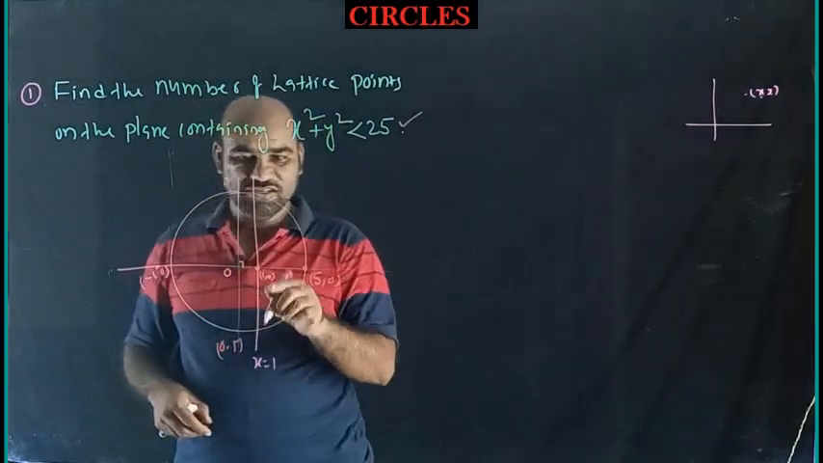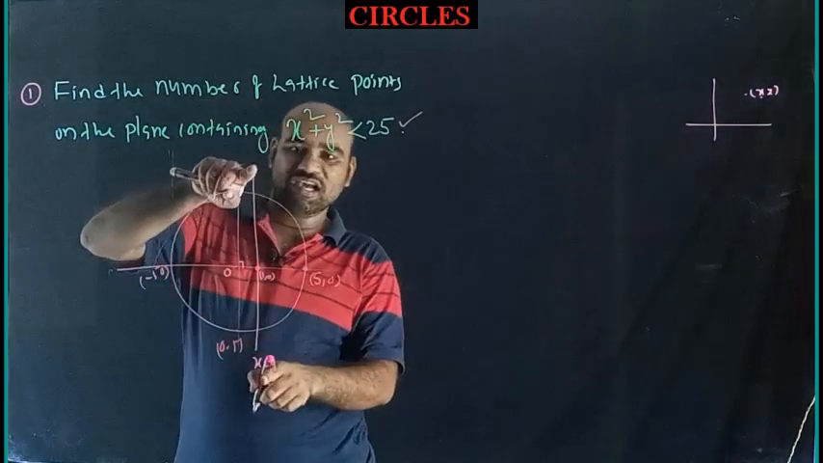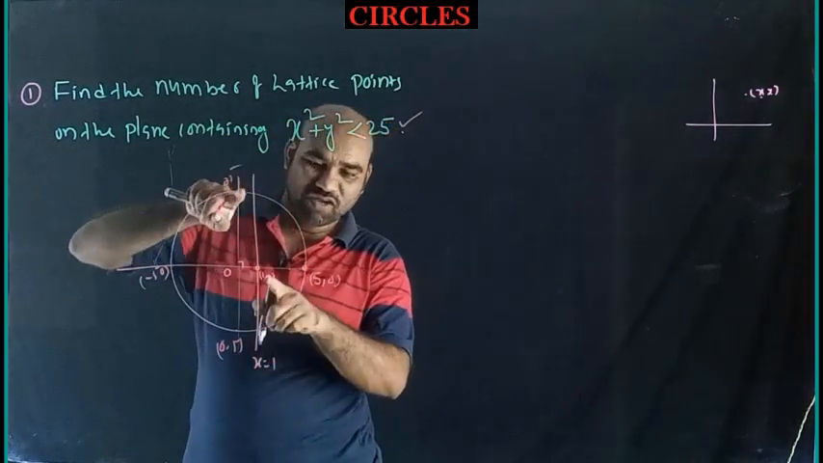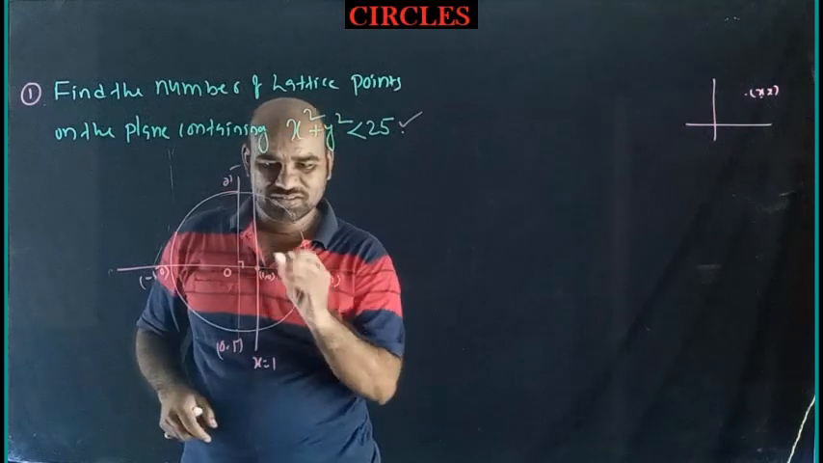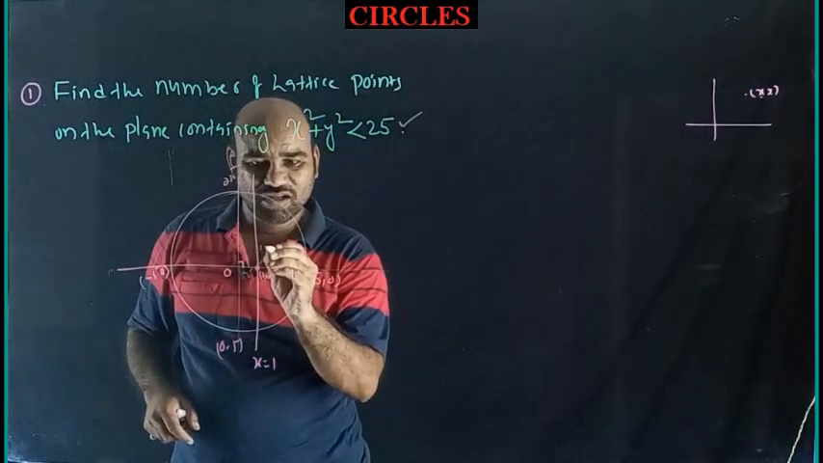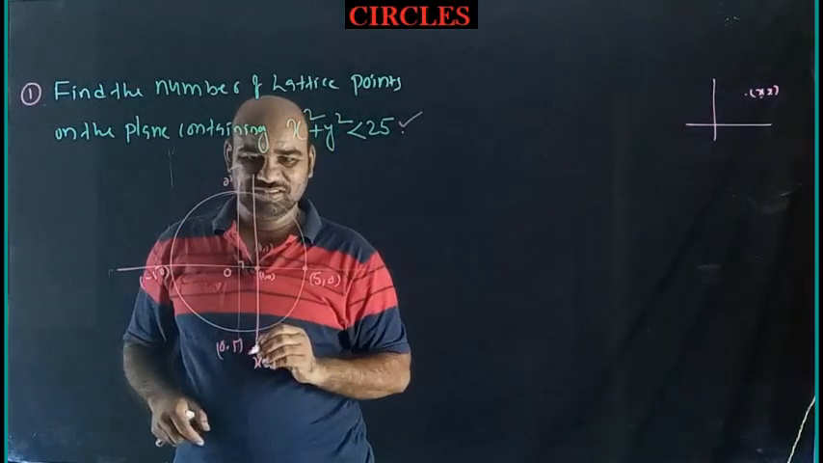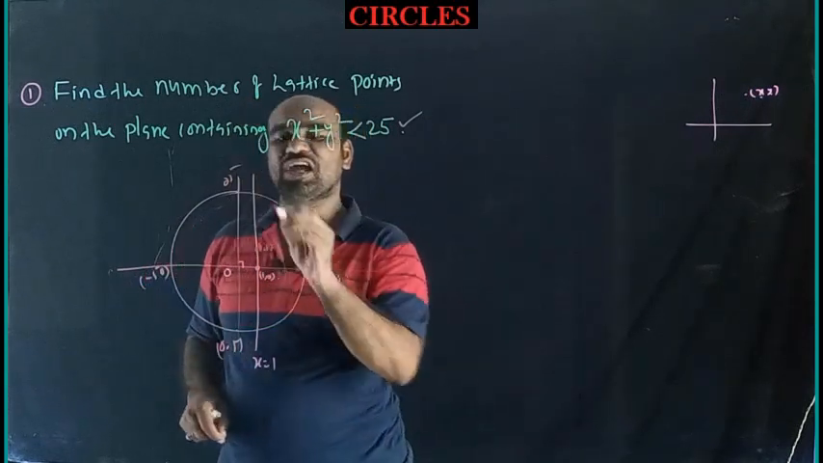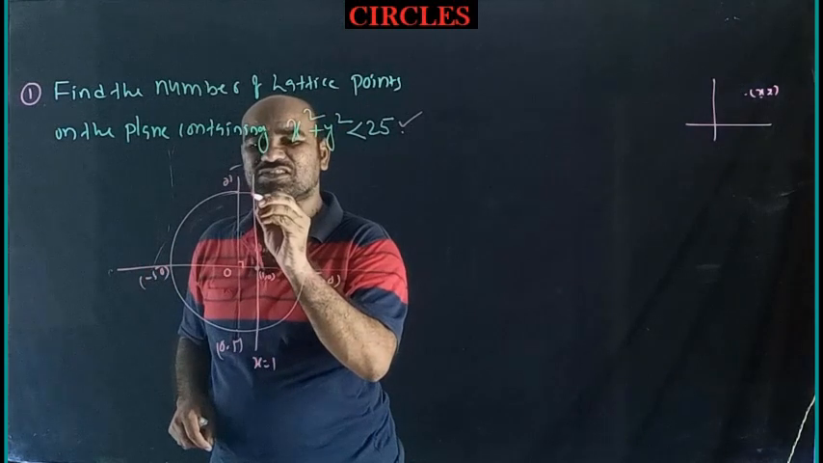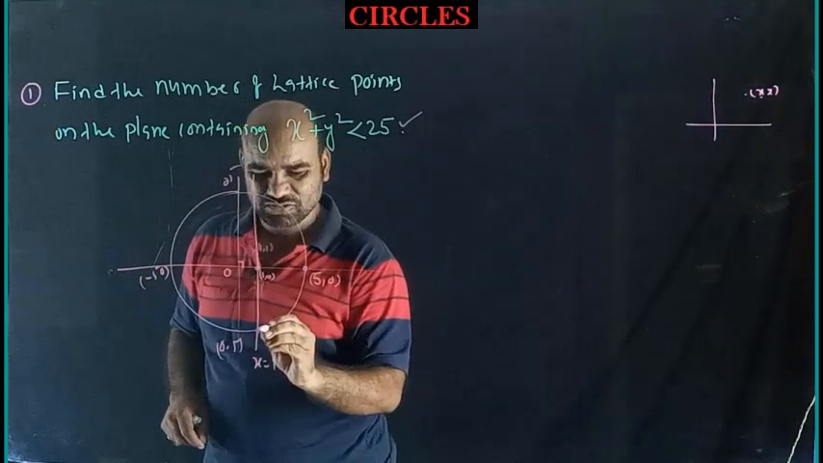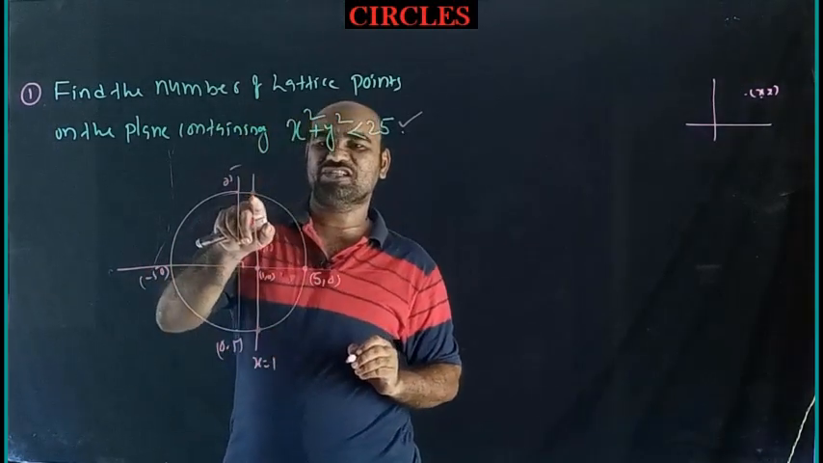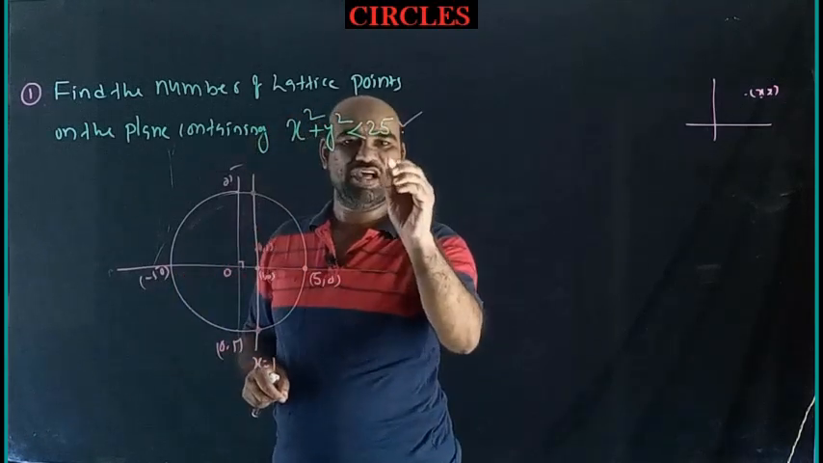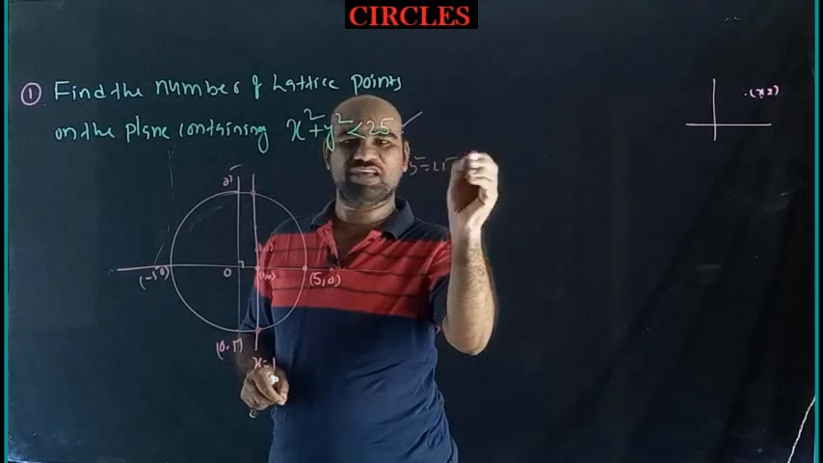So inside, see 1, 0. First of all, draw a line x equal to 1 in the plane. 1, 0 is a countable point. Here, 1, 1 is a countable point. 1, 2 is a countable point. First of all, I identify the coordinates of this point and this point also. So this is the point of intersection of x square plus y square equal to 25 and x equal to 1.